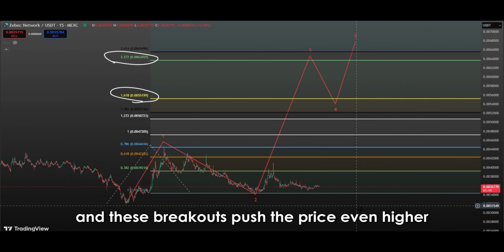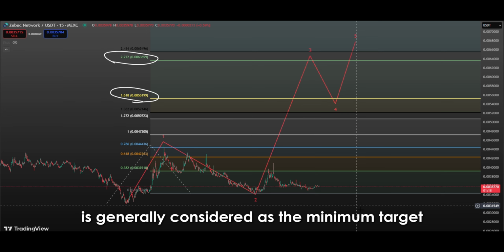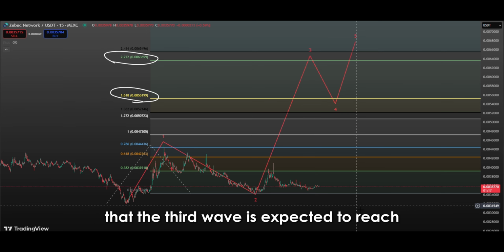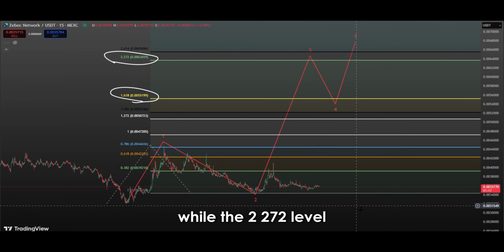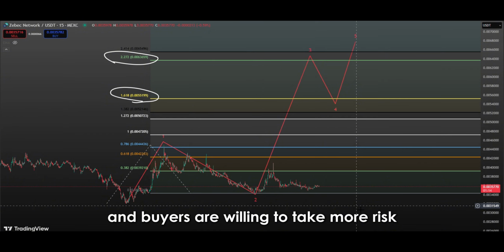the price even higher. The Fibonacci 1,618 level is generally considered as the minimum target that the third wave is expected to reach, while the 2,272 level is the potential target zone for broader and aggressive rallies. Reaching these levels indicates that the market is in a positive mood and buyers are willing to take more risk.